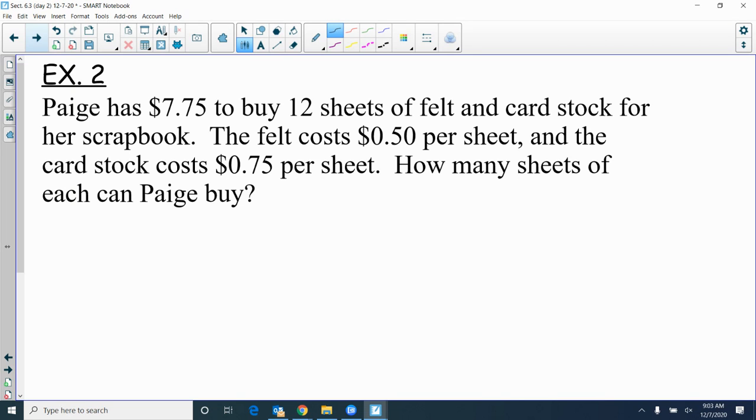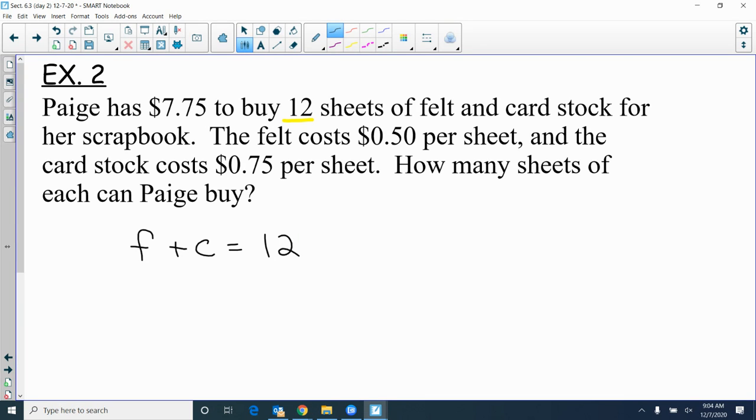She's going to buy a total of 12. It could be 10 and 2, it could be 3 and 9, it could be 4 and 8. That's what we got to figure out. So think about this. If I let F be felt and C be cardstock, one of my equations would be F plus C equals 12. That would be just the total number of sheets. It could be 1 and 11. It could be 6 and 6.